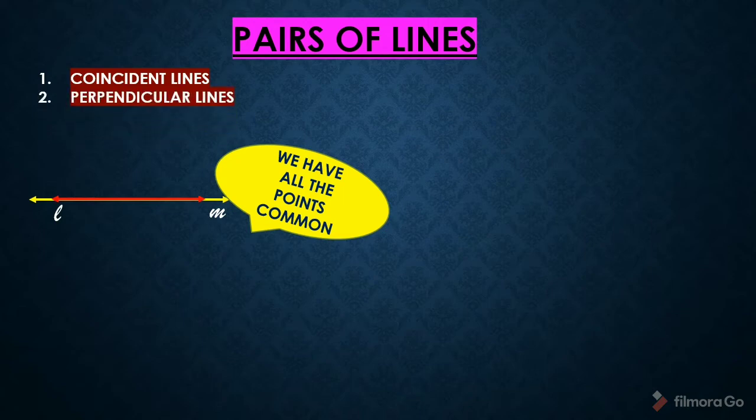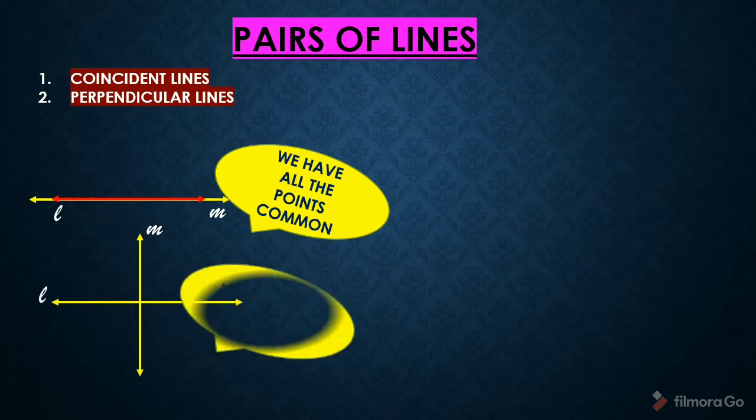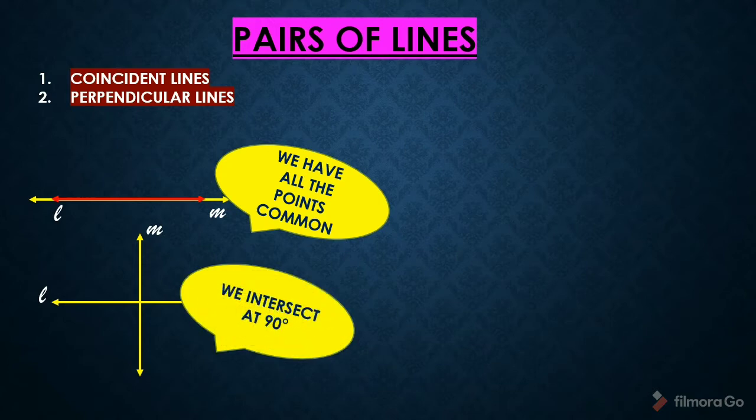Now, perpendicular lines. Again, line M and line L. These are perpendicular lines as they are making angle of 90 degree with each other, or they are intersecting at 90 degree.